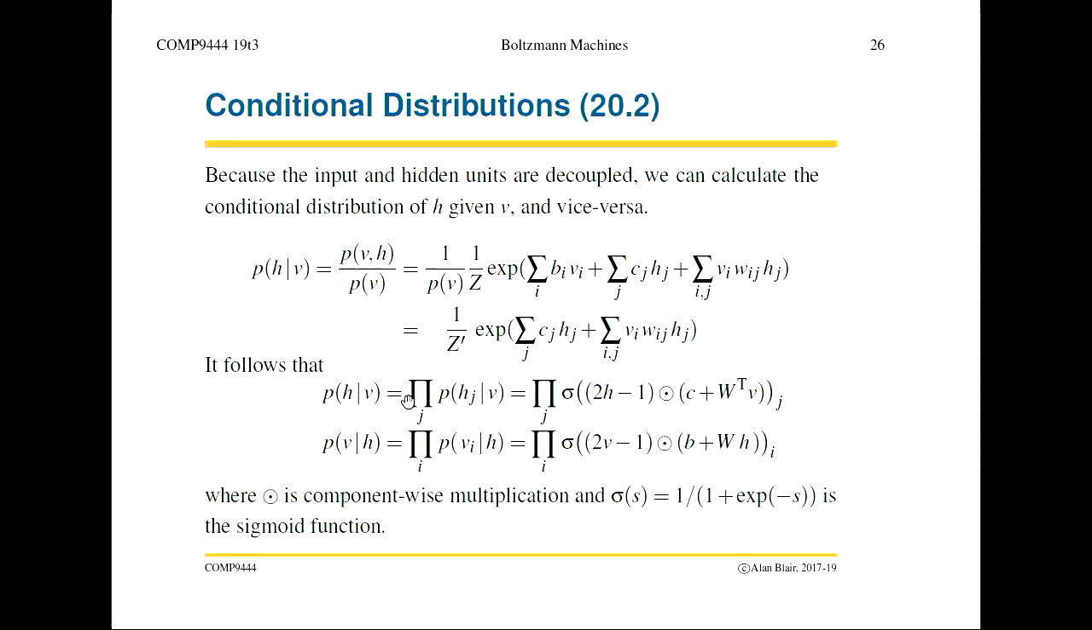Once we've changed the hidden units, we turn around and, based on the hidden units, find the next value for the visible units. This symbol here is component-wise multiplication, and this is the sigmoid that we're used to.